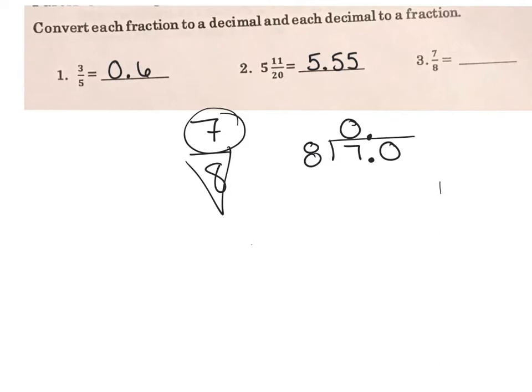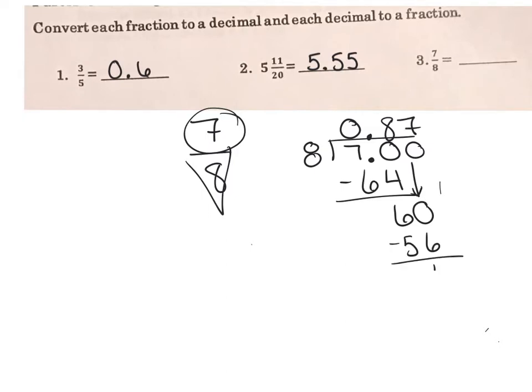Let's see. 8 times, which is 64. You are left over with 6, add another 0, bring it down. 8 will go into 60 7 times, which is 56. You have 4 left over, add a 0, bring it down. 8 will go into 40 5 times. So this answer will be 0.875 thousandths.